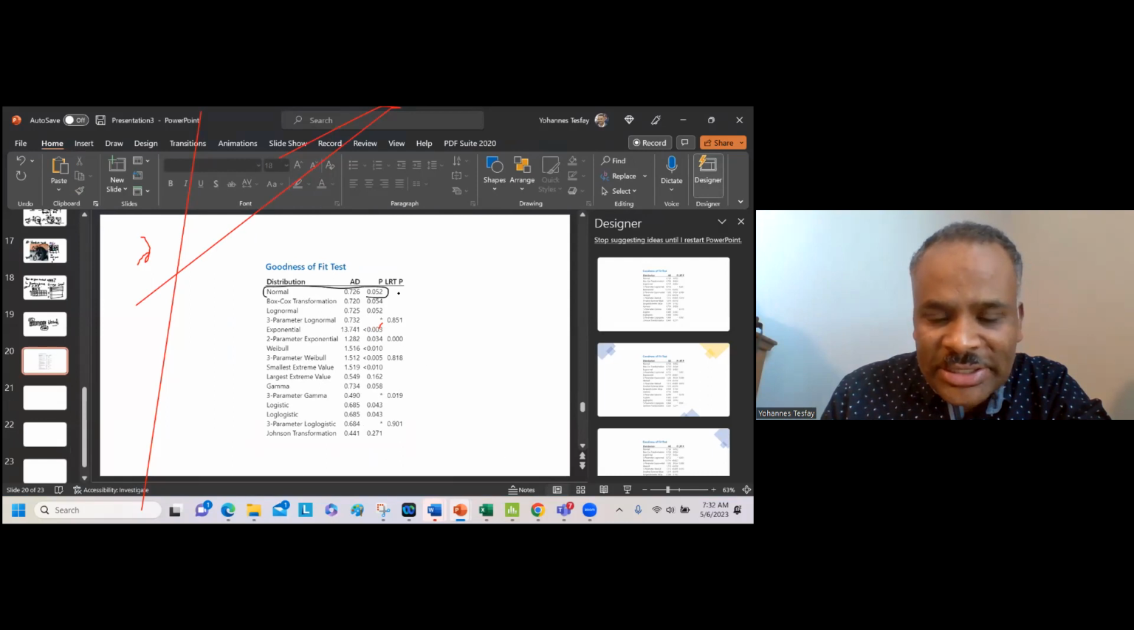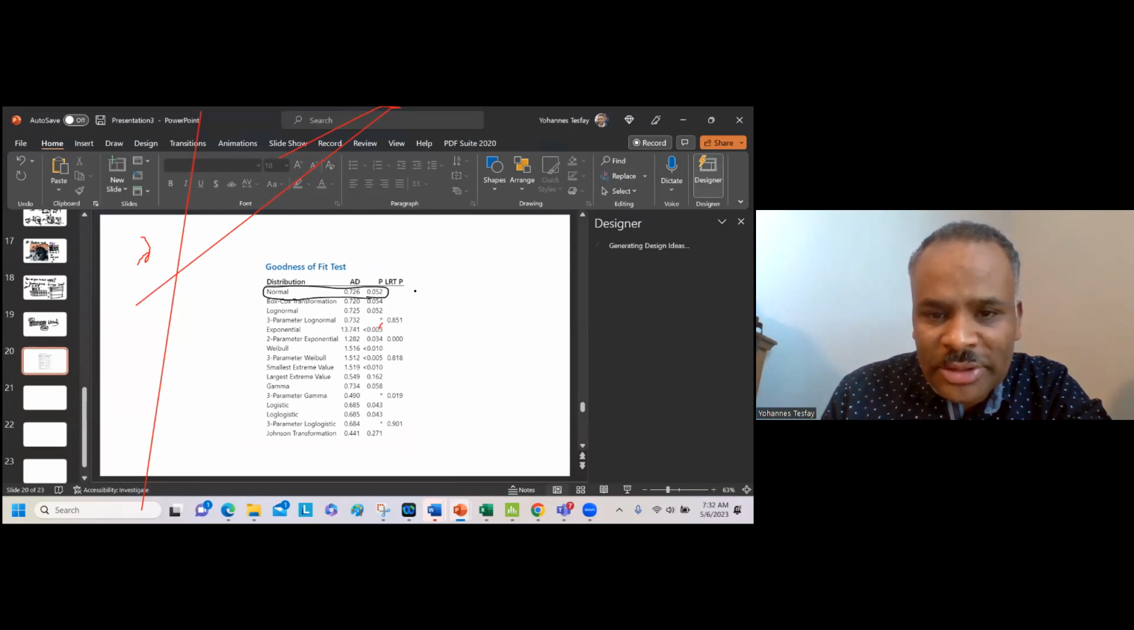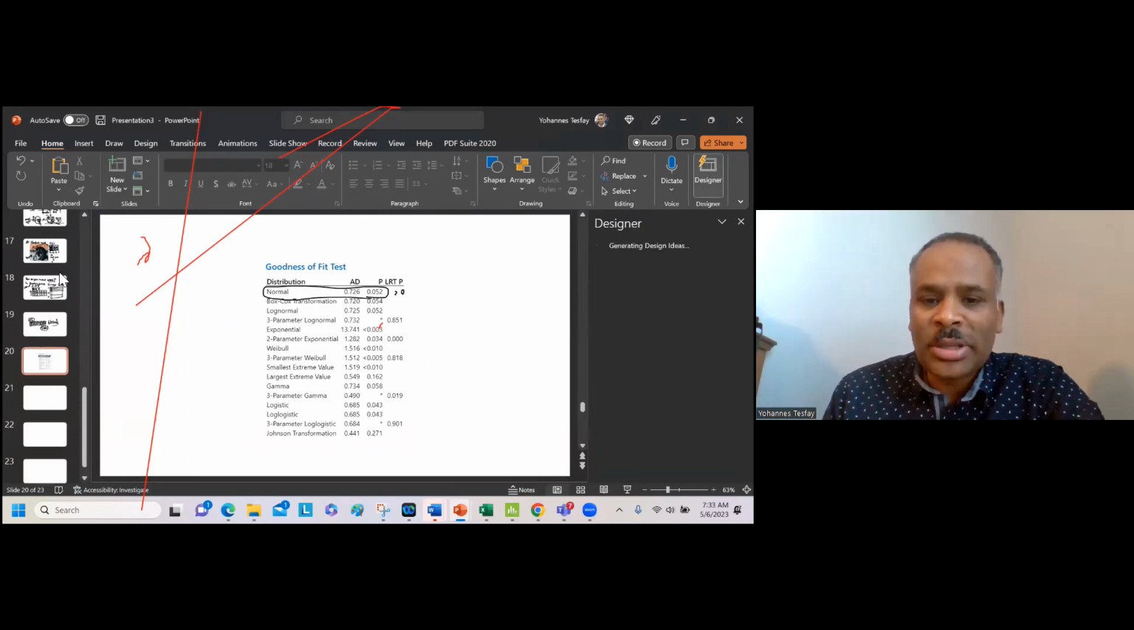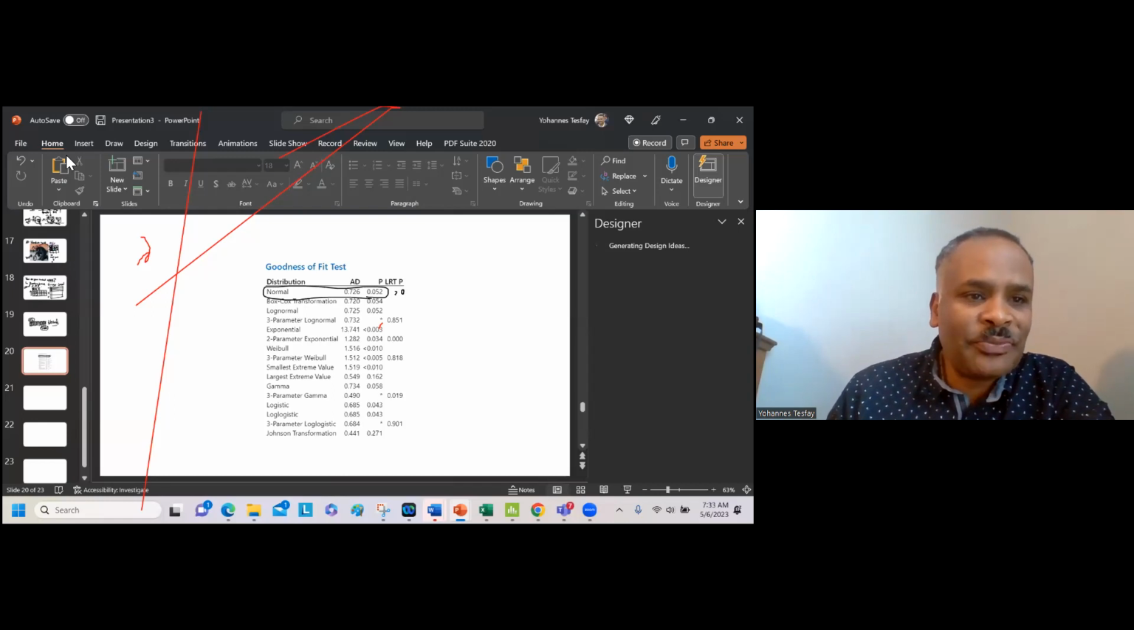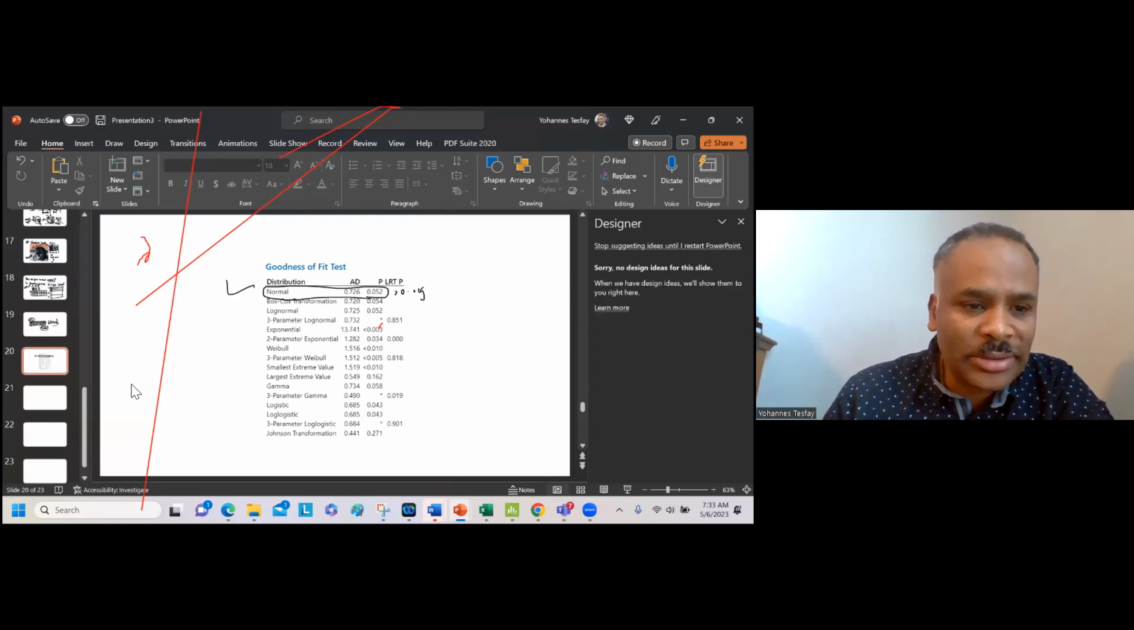So you see if it is normal. Normality test 0.52. Since this is greater than 0.05, then the distribution is normal. So what I'm going to do is just normal process capability.